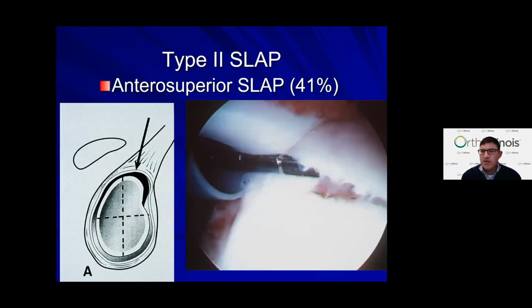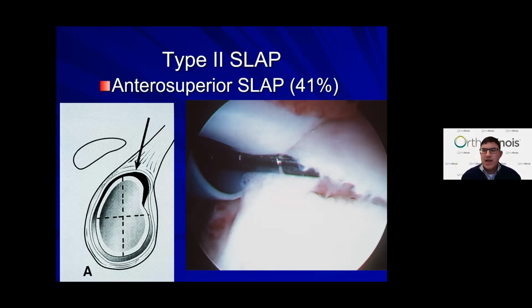What I'm talking about is a type 2 SLAP, which is an unstable one. If you look at the diagram to the bottom left, there's an arrow showing a black space below the biceps tendon and above the shoulder bone. That's where the biceps has actually been pulling the labrum off the bone.